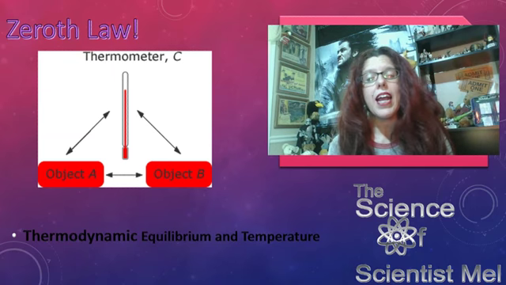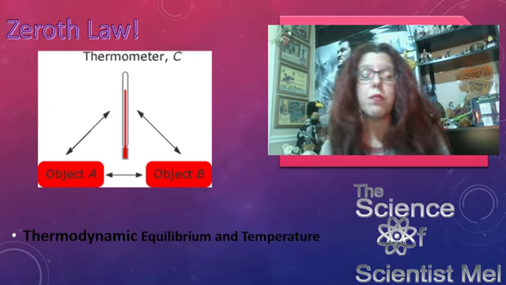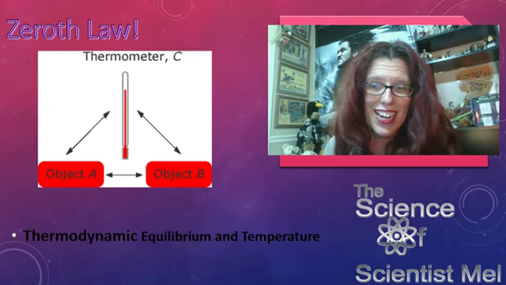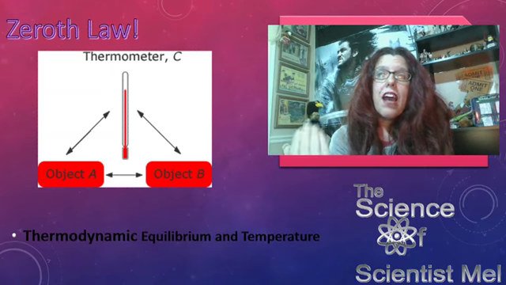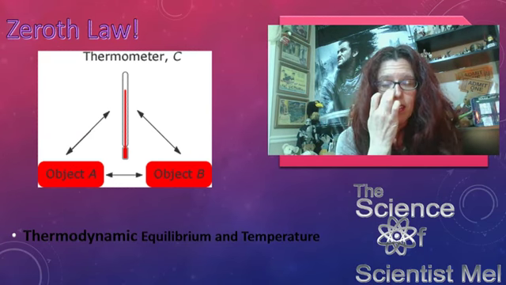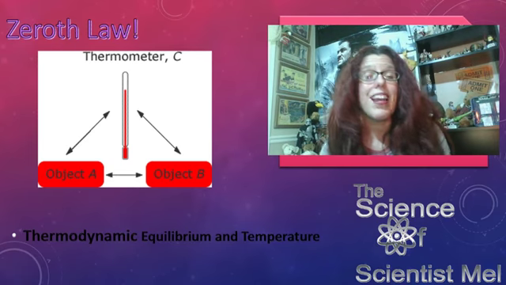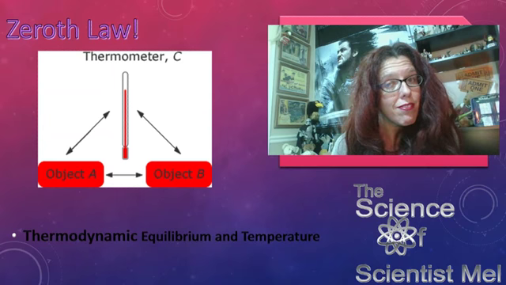Now you might ask, why is this called the zeroth law? Well, it's called that because it was established after the other laws were established. But they decided people need to know how to calibrate thermometers, otherwise the first, second, and third laws are not quite useful because they're heavily based on temperature. So they called it the zeroth law.